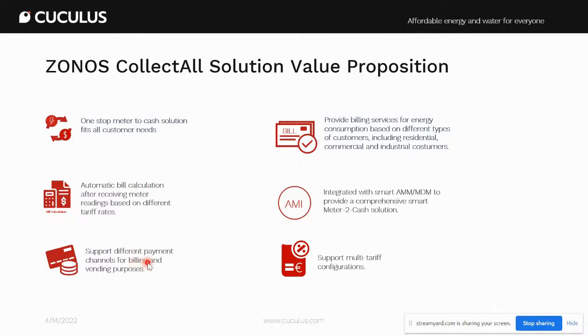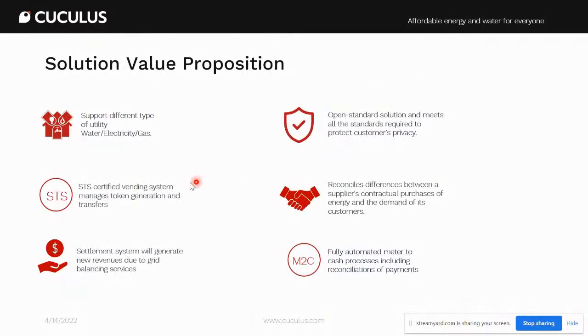We support different payment channels as we described before, not only for vending, but also for billing. We provide billing services for different types of customers. We are talking about residential, commercial, and even industrial customers. As we explained, we provide comprehensive meter-to-cash solutions by integrating with the AMI, or advanced metering infrastructure. We support multi-tariff. Multi-tariff is not only single or step, it's also time of use, to keep in mind. Also, we support different types of utilities, as I mentioned: water, electricity, and gas. We are STS certified for our vending system.